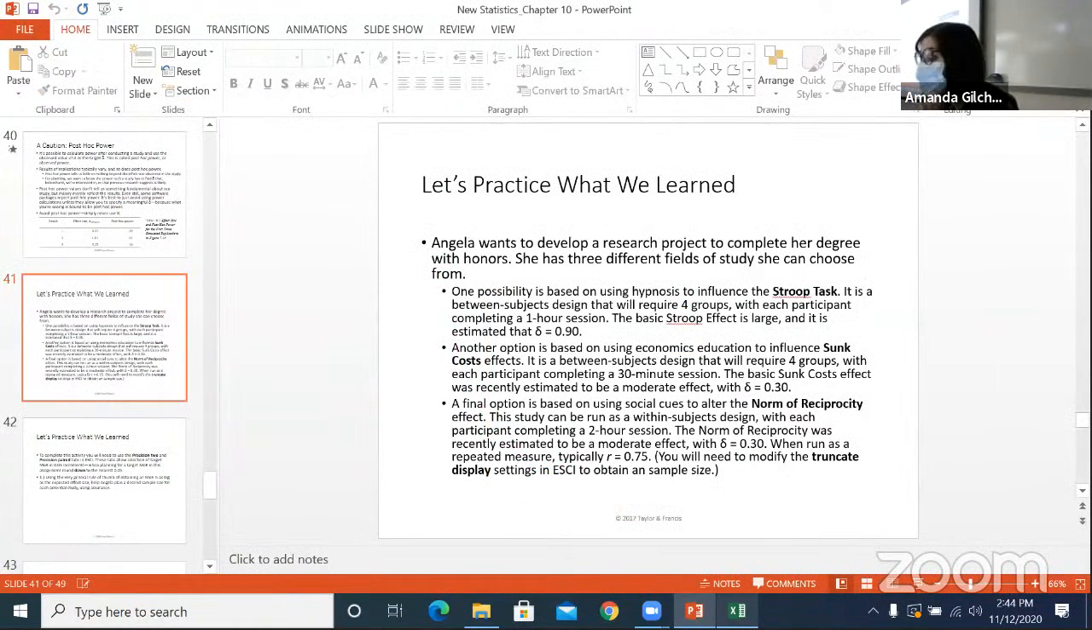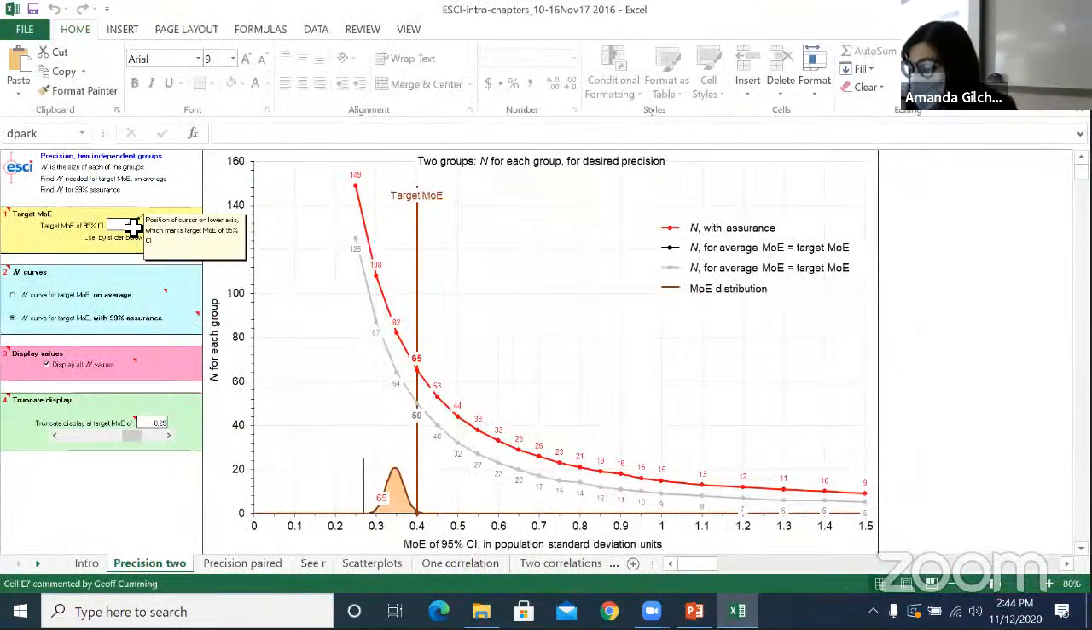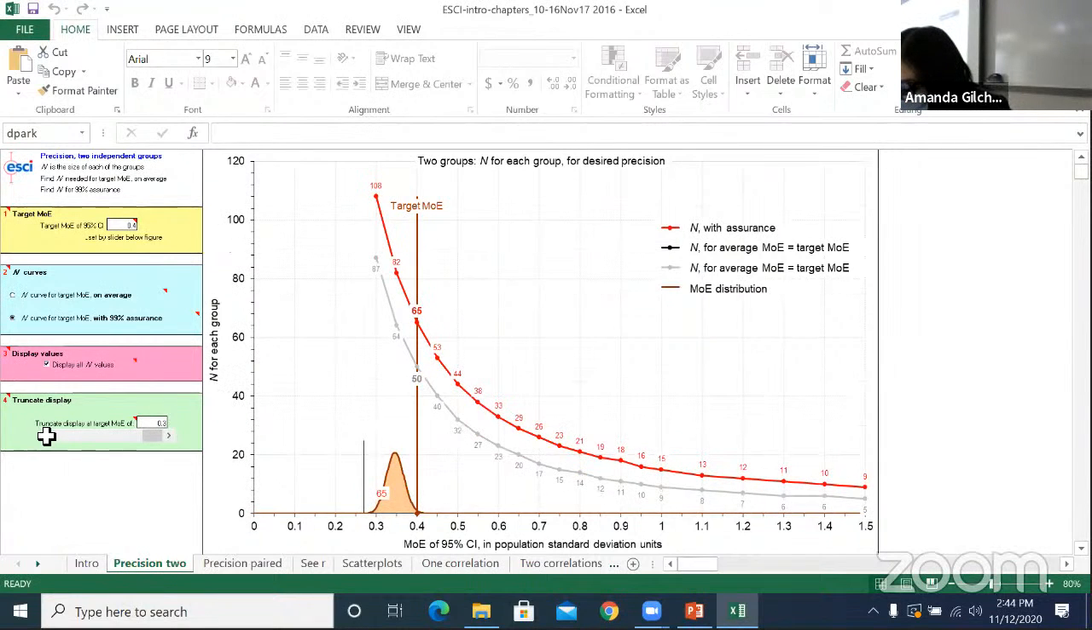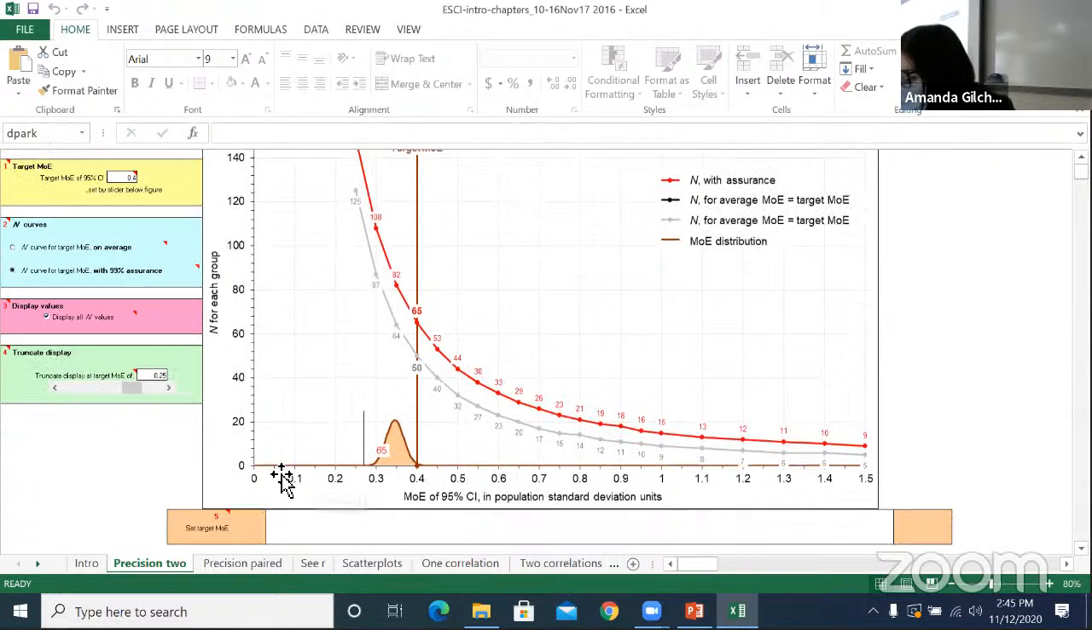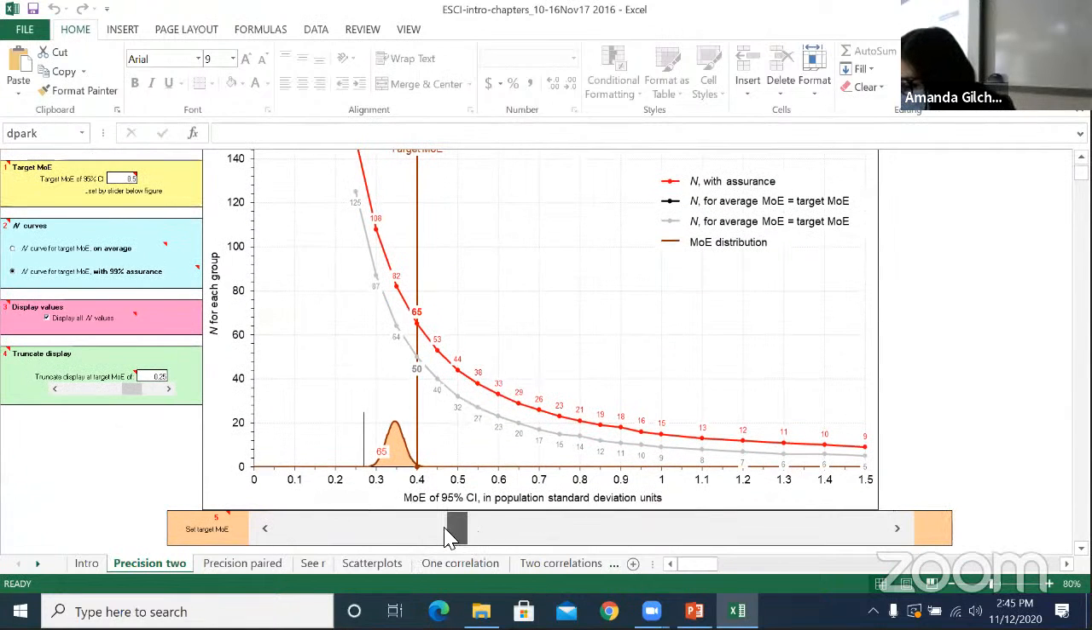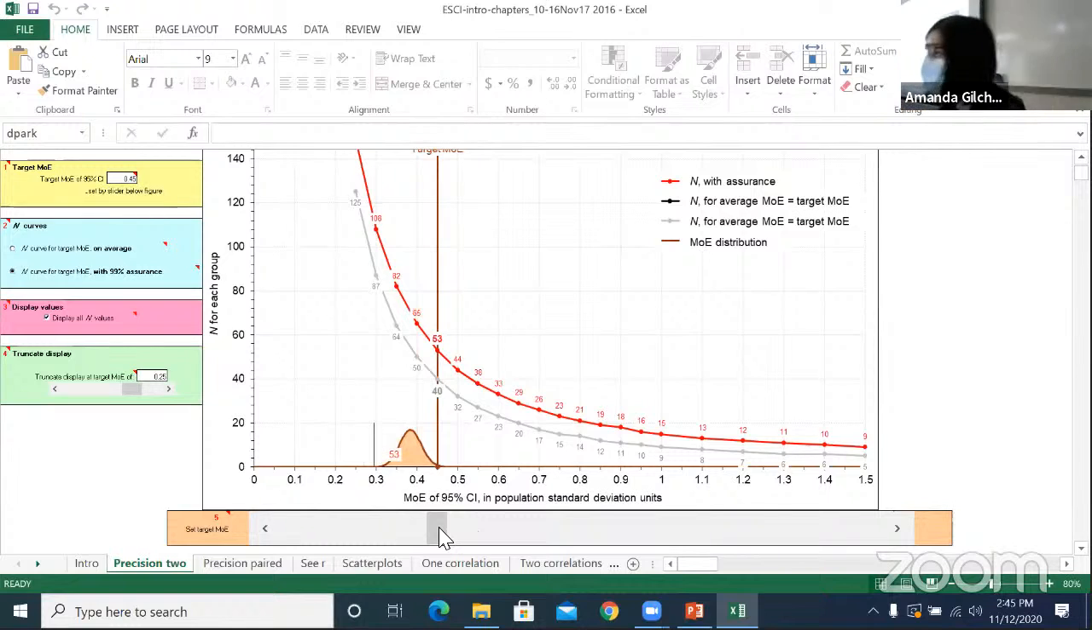So our population Cohen's d is 0.3. So we're going to have to round our target margin of error to, oh, actually, wait, let me see. Oh, that's truncating. We don't want that. We have to actually use the slider. And wait, yeah, never mind. We can do 0.45. So it would actually be 53. So with 53 times 4, it'd be closer to 212 participants. And that's going to be about 212 hours worth of work.